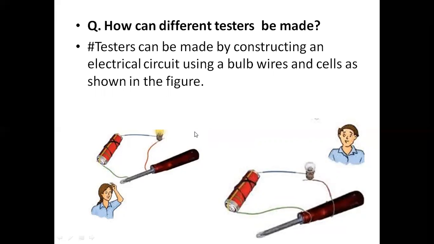Here, what is that circuit? Bulb, cell and wires are connected to the given substance to be checked. When they are connected like this, if the bulb glows, what does it indicate? The given substance is a conductor. If the bulb does not glow, then it is not a conductor; it is an insulator, or we say a poor conductor. So this is one way of making a tester. Now let us take one more.